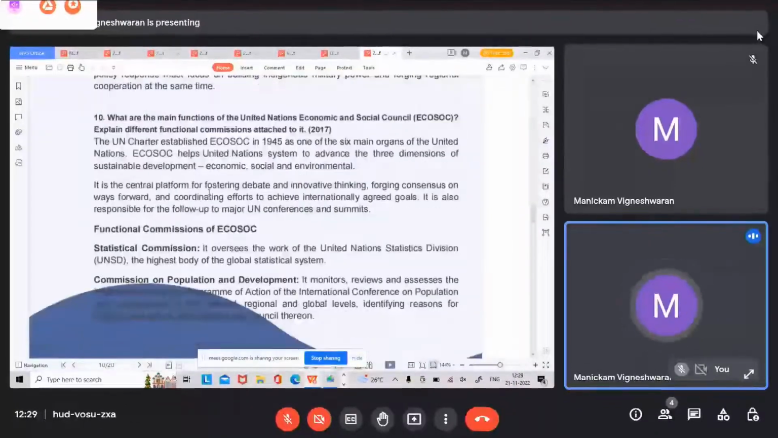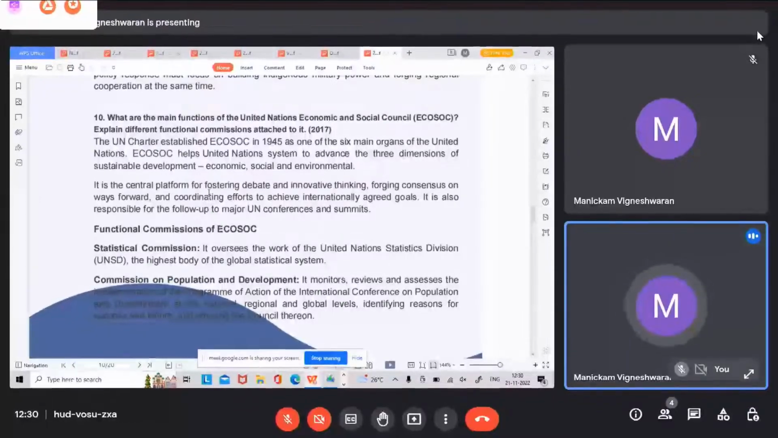Question number 10. What are the main functions of the United Nations Economic and Social Council, also known as ECOSOC? Explain the different functions and the commissions attached to it. The UN Charter established ECOSOC in 1945, as one of the six main organs of the United Nations. The Economic and Social Council, ECOSOC, helps the United Nations system to advance the three dimensions of sustainable development.